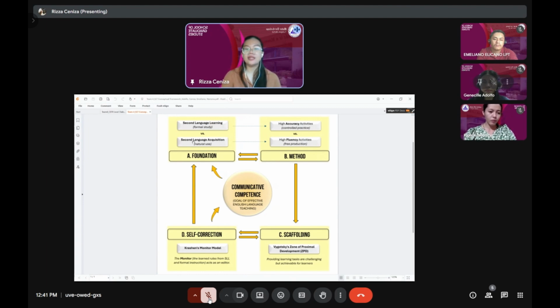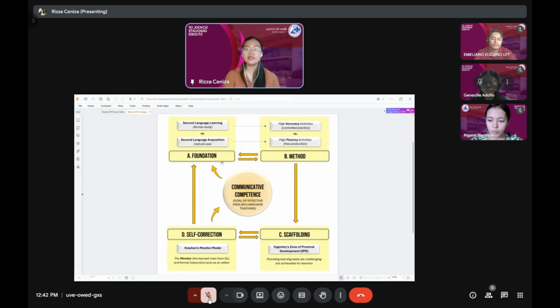The foundation then dictates our method. We balance high accuracy activities and high fluency activities. The high accuracy activities, which are a result of SLL, are the controlled practices. These are the drills and exercises designed to perfect the learned rules from SLL. The high fluency activities, which are a result of SLA, are the free production tasks, including discussions, role plays, or debates that simulate natural use from SLA.